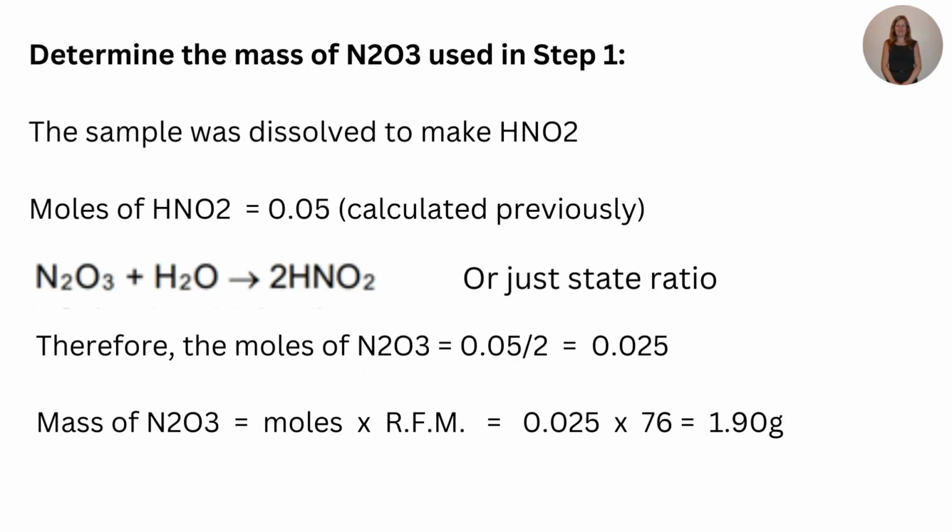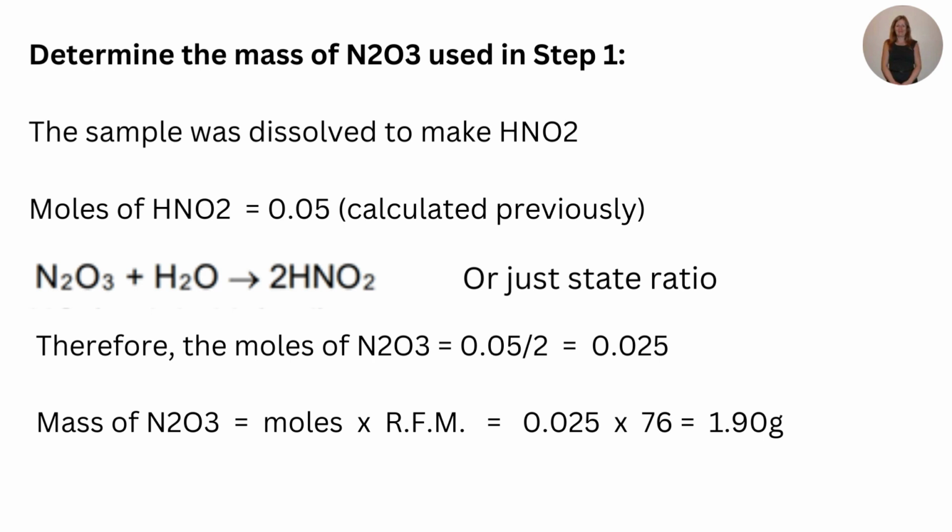So finally, we need to determine the mass of N2O3 used in step 1. This was the solid dissolved to make the nitrous acid. We've already calculated the moles of nitrous acid as 0.05, and we are told in the question that the N2O3 reacts with water to make a single product, the nitrous acid. An equation is very useful at this stage to avoid mistakes, but it's not essential. You could just state the ratio, although this is where some students will probably make a mistake.